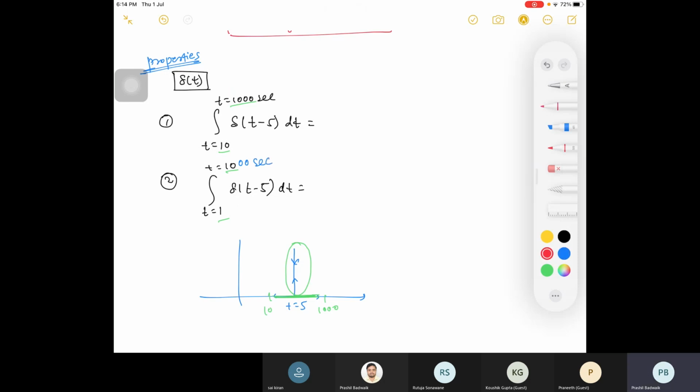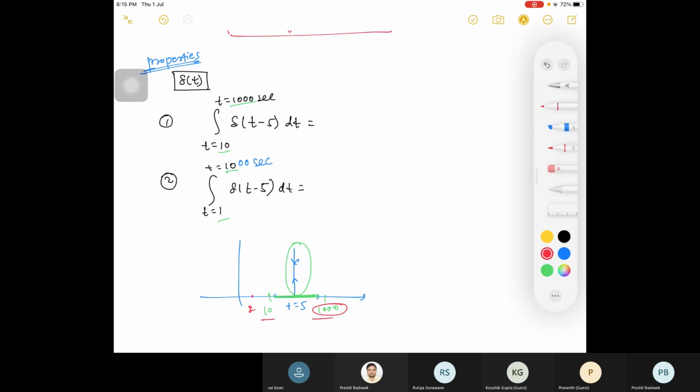Okay, I'm trying to explain here. This is your interval from 1 to 1000, and the second interval is 10 to 1000. So in both cases, will you find this curve, for 1 to 1000 and 10 to 1000, right? In which case will you not find it? In the second case we cannot find it. Right? So t is equal to 5.